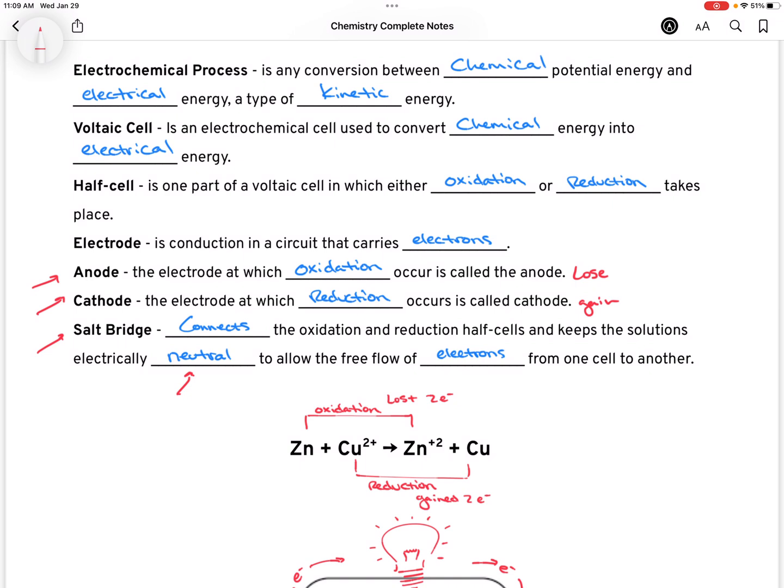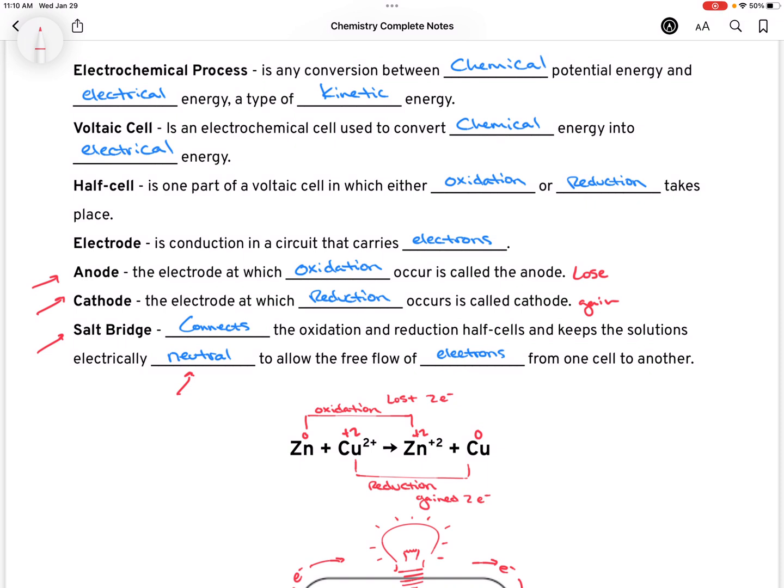Now, if you remember our oxidation numbers, numbers that are by themselves are 0. So zinc is 0 and copper is 0. Now, copper in this situation is going to be plus 2, so it has a charge. So it has an oxidation number of plus 2. And this one, zinc, loses electrons, and it's going to be also plus 2. So if we look here, zinc goes from being 0 to plus 2. And that means it lost 2 electrons, so it was oxidized.